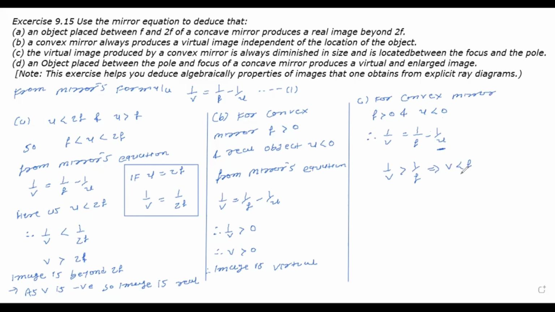Okay, so as v is less than f, we can say the image will be produced between the focus and the pole. Hence, the image will be produced between f and p, the principal focus and the pole.